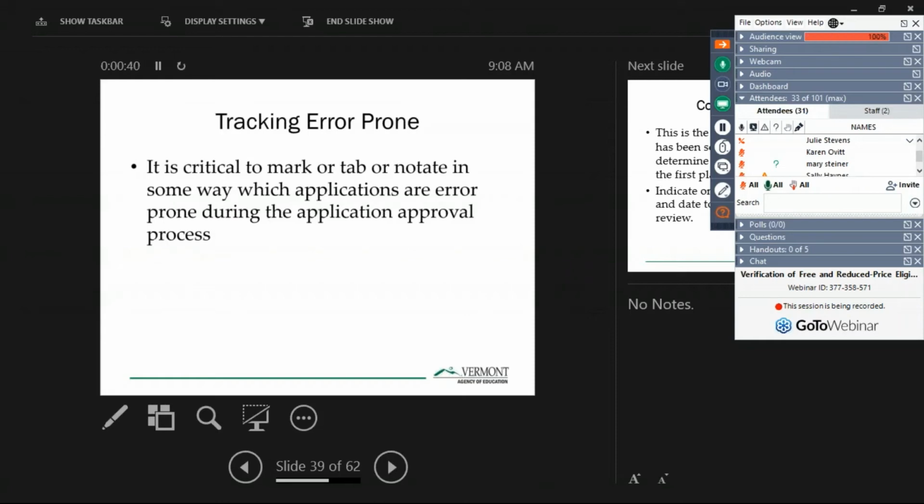So when you're marking your applications as to whether or not they're error prone, you can do it with a little sticky tab or a highlight or some other way to note that that application is error prone. So you have that pile ready to pull from when you're doing your sample size.